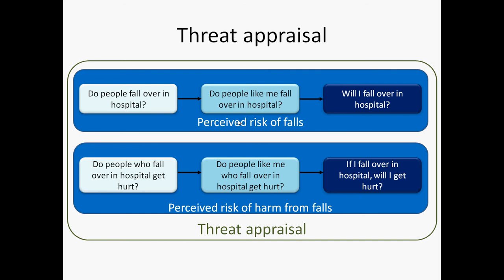The highest and most important level, though, of threat appraisal is whether people think personally whether they will have a fall themselves, whether they're likely to have a fall while in hospital. Now, a similar hierarchy also exists, of course, for perceived risk of harm from falls as well.